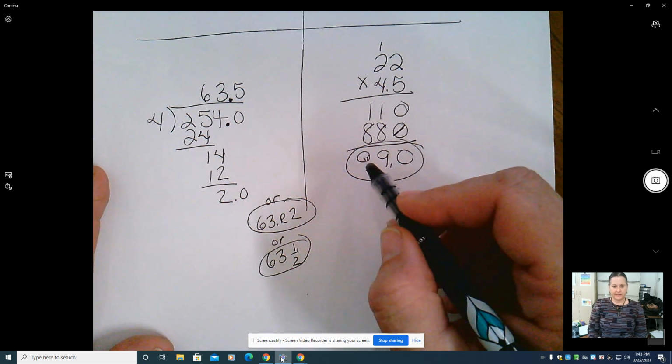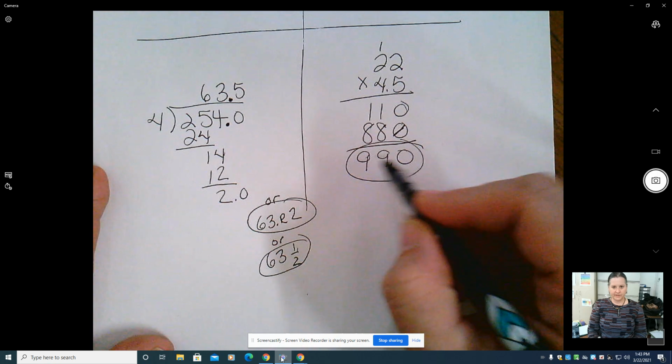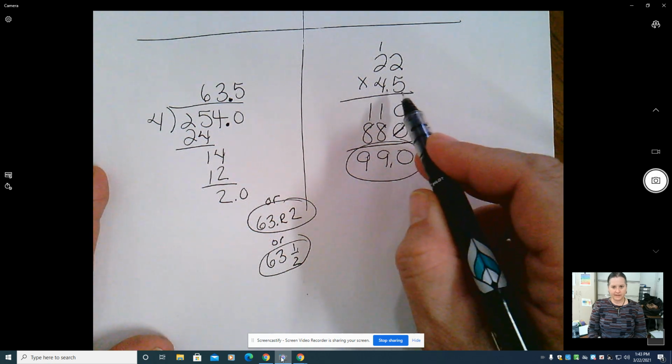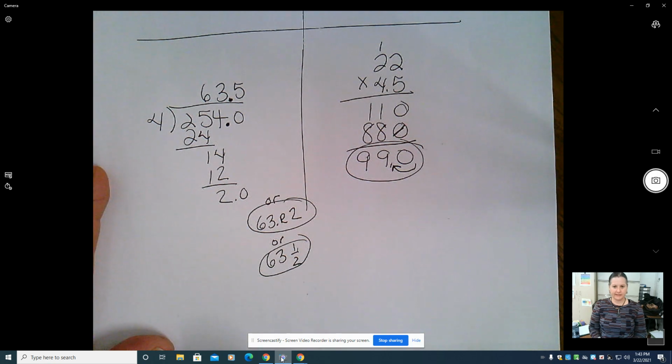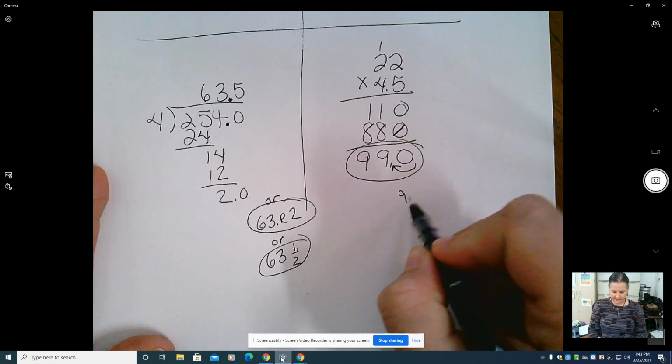And we get 9, 9, and a 0 when you add those. And then you have 1 digit behind a decimal. So that's how you know to move this over 1 spot. And the answer is 99.